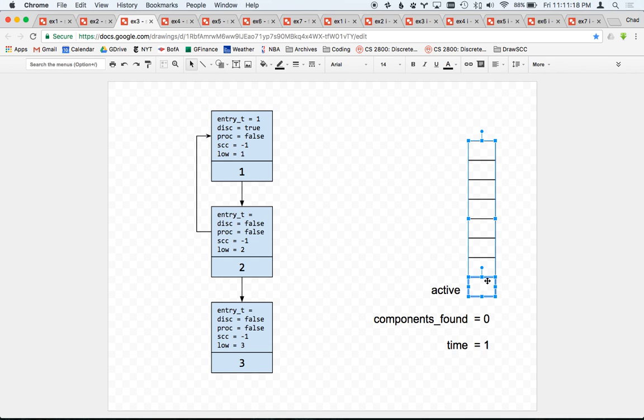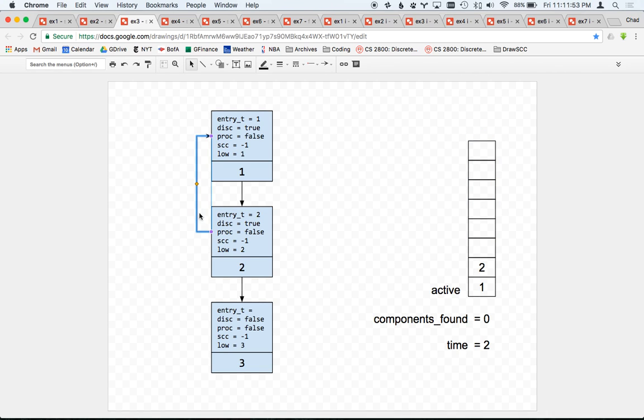We push vertex number 1 onto the active stack, and we proceed to process the edges out of vertex 1. So we process this edge here, and we discover that it's to an undiscovered vertex, vertex 2. So we are going to increment our time marker by 1, and the entry time of vertex 2 is 2, and discovered for vertex 2 is true.